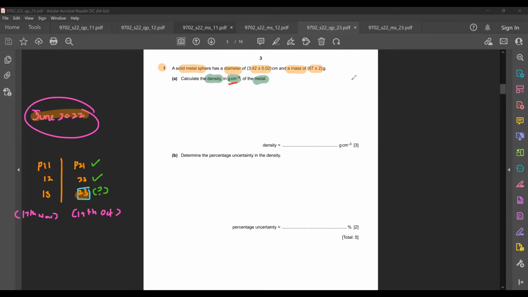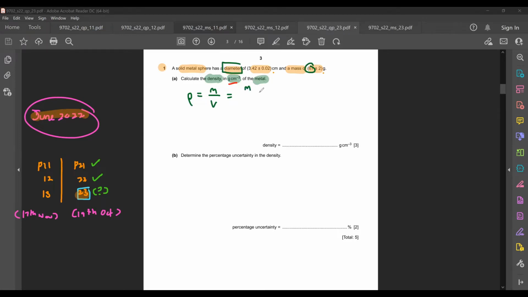So you actually don't need to bother changing your units to kg or to meter cube. You can just leave the units as they are, according to what the question has given you. If you want to find density, density is mass over volume. Mass is going to be 67, we already know that. Volume is the issue here because we do not have the volume given, but the diameter.